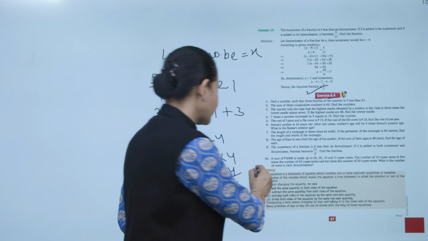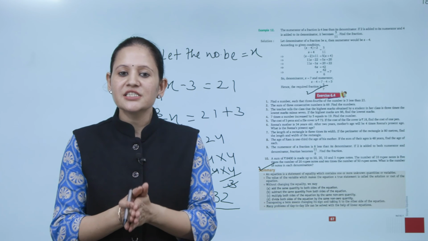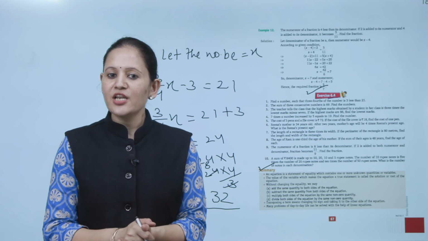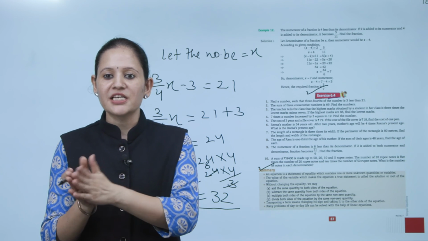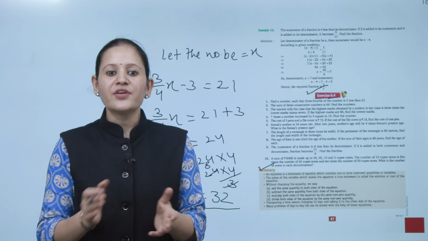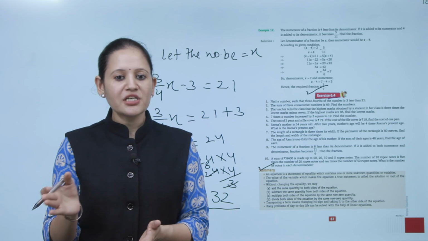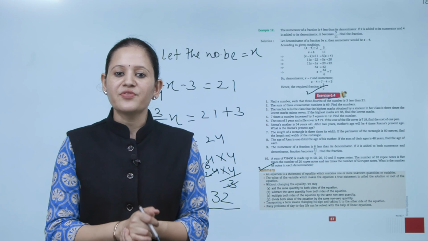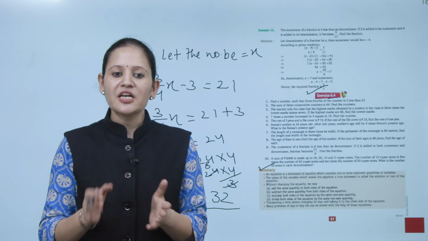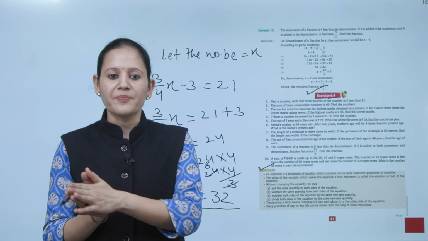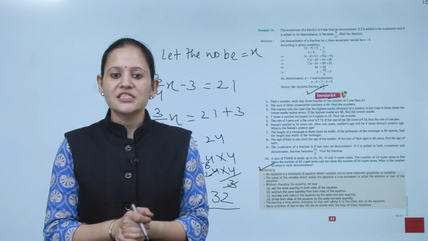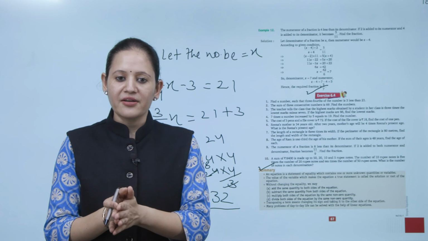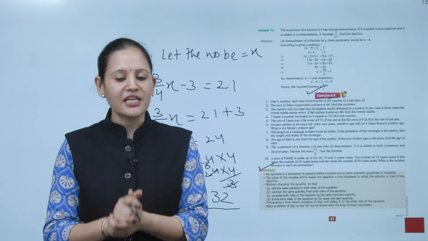Next is the summary. An equation is a statement of equality which contains one or more unknown quantities or variables. The value of the variable which makes the equation a true statement is called the solution or the root of the equation. Without changing the equality, we may add the same quantity to both sides of the equation, subtract the same quantity from both sides, multiply both sides by the same non-zero quantity, or divide both sides by the same non-zero quantity. Transposing a term means changing its sign and taking it to the other side of the equation. Many problems of day-to-day life can be solved with the help of linear equations.